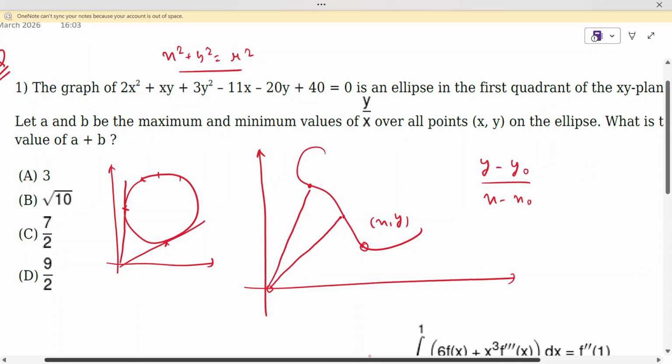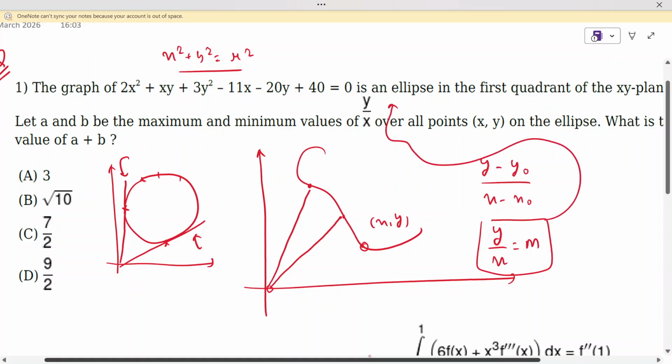So for this line and this line, what I should do is put y by x as m. Let's say this is the maximum and minimum value, and I substitute it in my original equation, y equals to mx. What I know is that this line is not a tangent to this curvature in the general case, but for the maximum and minimum cases, this line will become tangent to this curvature.